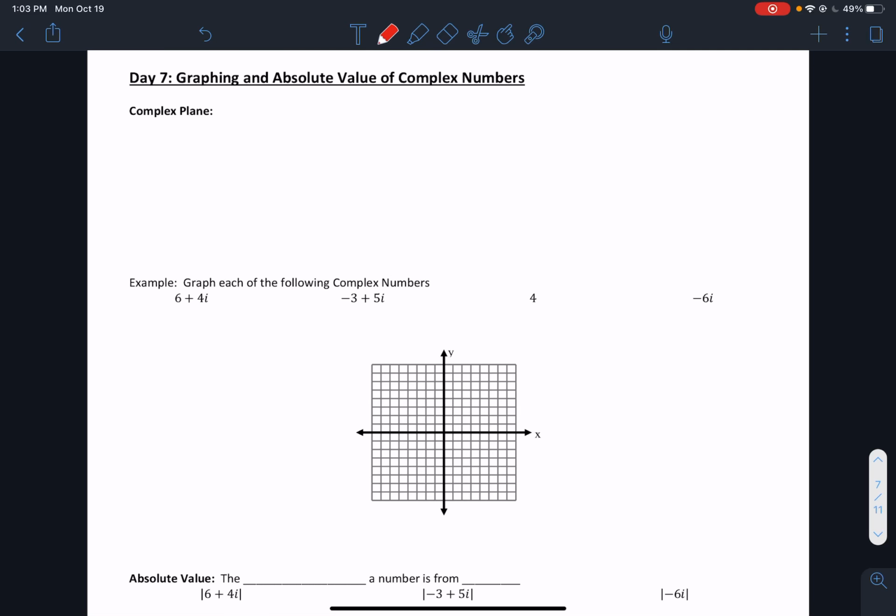Hello everybody! Today we're going to be looking at graphing an absolute value of complex numbers. So the first thing we need to understand is the complex plane, so how we graph a complex number.